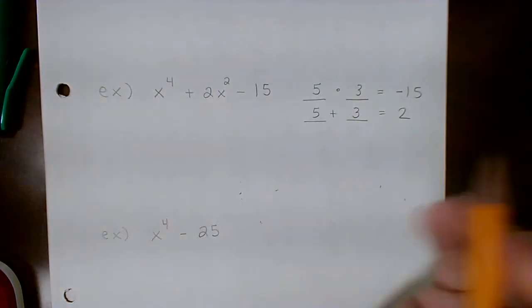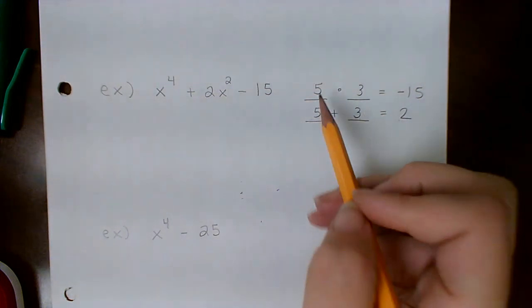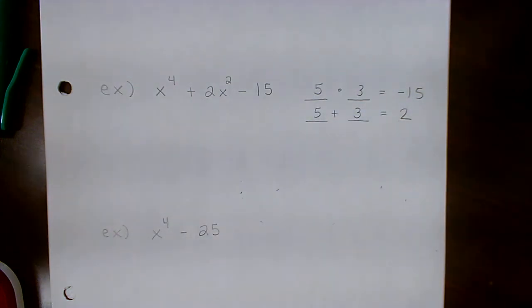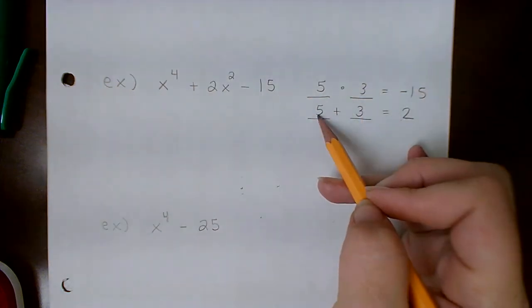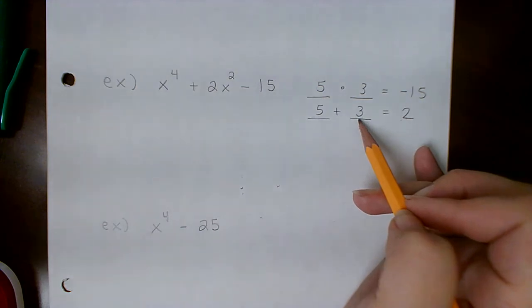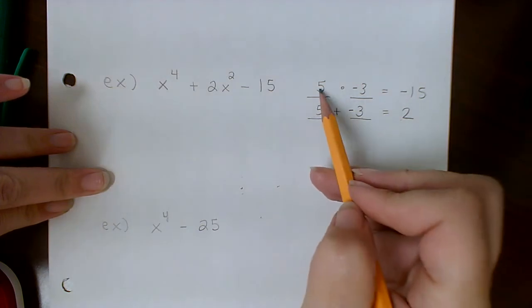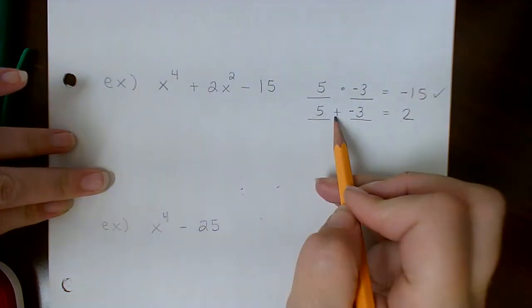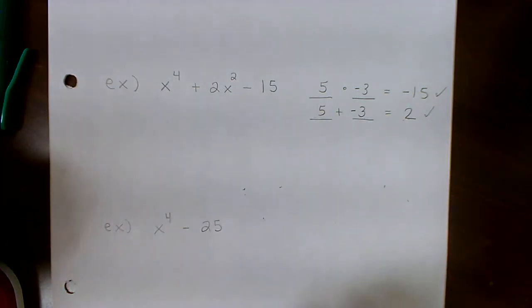Now, 3 and 5 don't make 2, so I've got to kind of guess and check. The 5 might be negative, the 3 might be negative, or maybe they're both negative. I'm going to have to play. I'm going to think ahead of time though. How can I get a 2? Should I have the 5 be negative or the 3 be negative? I think if I make the 3 negative, it will work out. 5 times negative 3 is negative 15. 5 plus negative 3 is in fact 2. I was able to guess it right the first time.